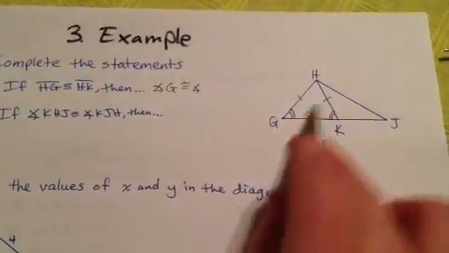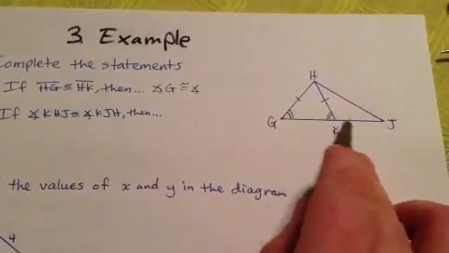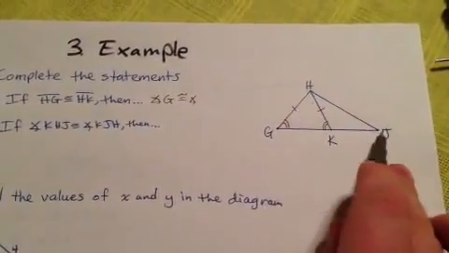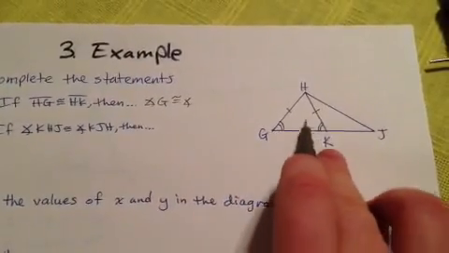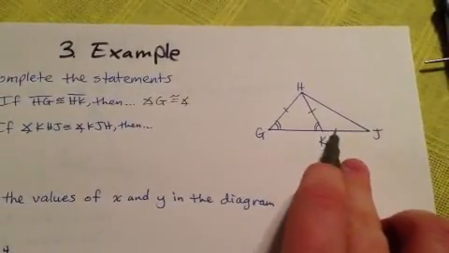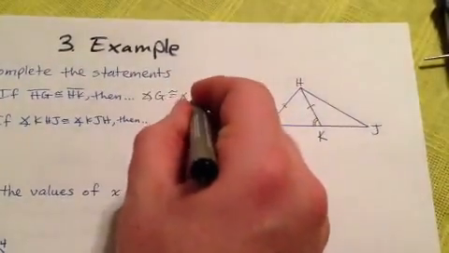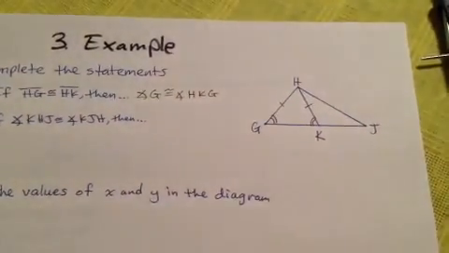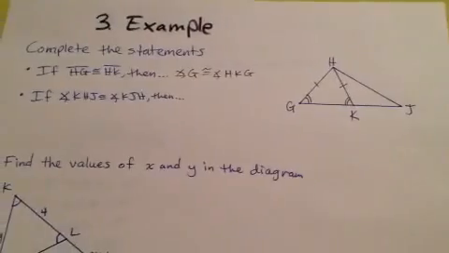Now the reason I'm using three letters here is because I have three angles at letter K. I have HKG, HKJ, and then I have the whole of angle K from one end to the other. So I have to make sure I designate what I'm talking about. Otherwise, there's too much confusion.